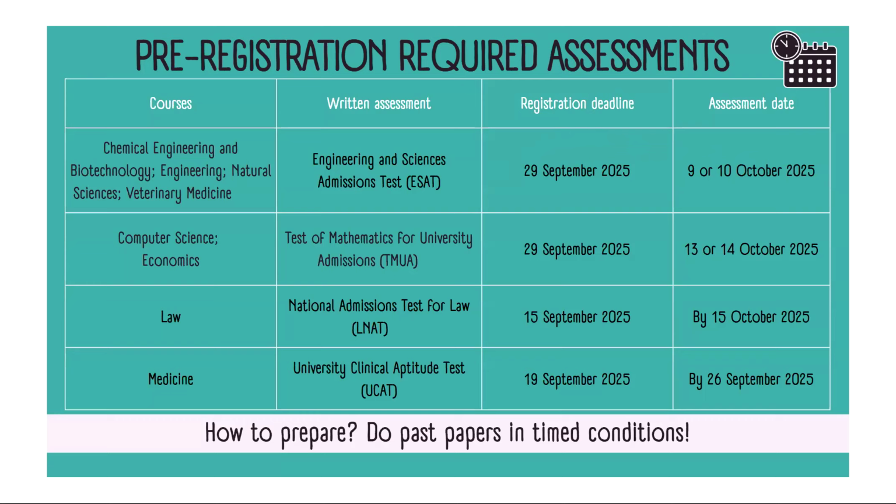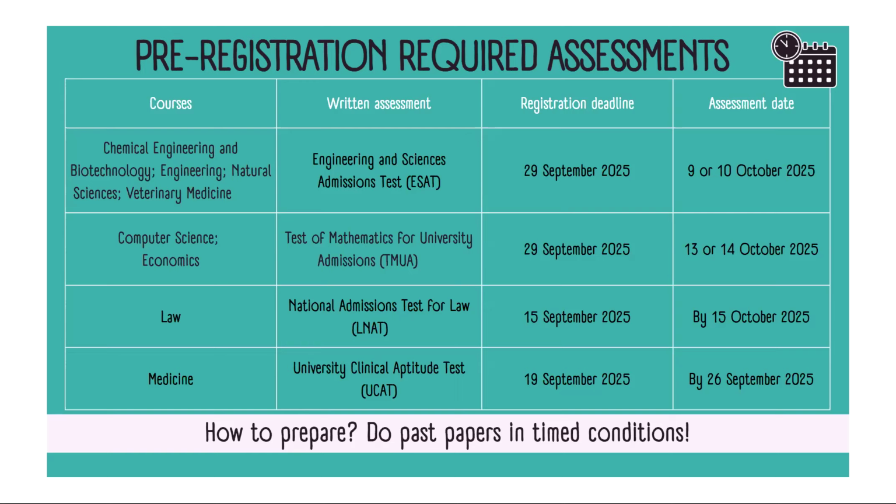Second test is the TMUA, the Test of Mathematics for University Admissions, and that one is for computer science and economics, and the deadline is the same, and the assessment date will be the 13th or 14th of October, just before the Cambridge application date deadline. Next one is the LNAT for law, which has an earlier registration deadline of the 15th of September and an assessment date of the 15th of October. Although you can take it before then, so it's by the 15th.